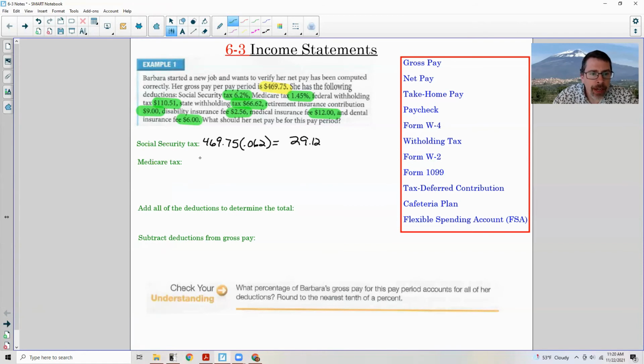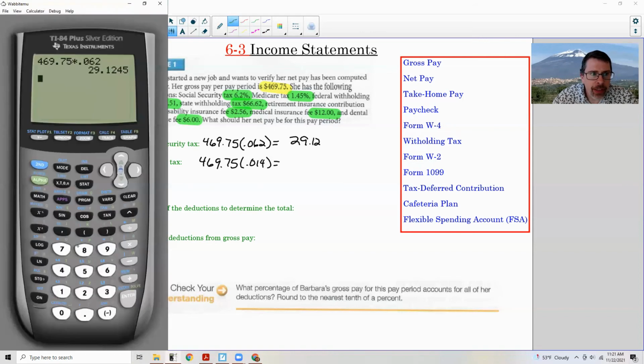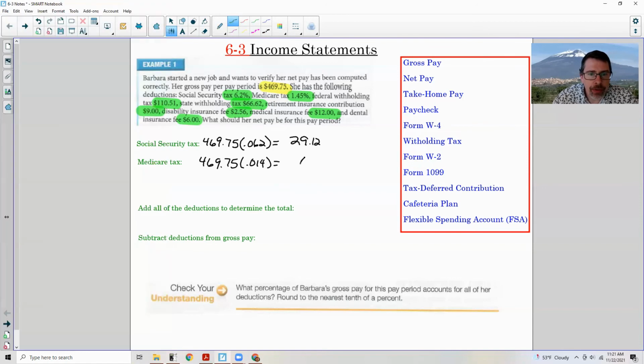Okay, Medicare tax would be that $469.75 times 0.0145. And when I put that in the calculator, 469.75 times 0.014, I get $6.58 when I round.